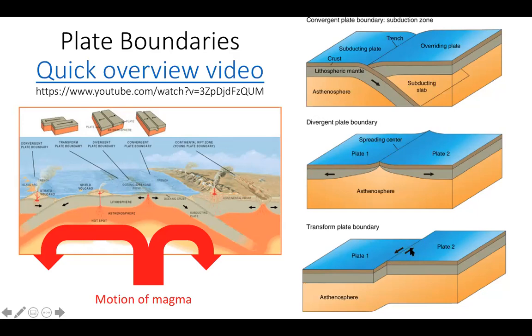In the United States, the most famous transform boundary is the San Andreas Fault, which is in California. It's the area with the greatest amount of earthquake activity in the continental United States. And it's a transform boundary.